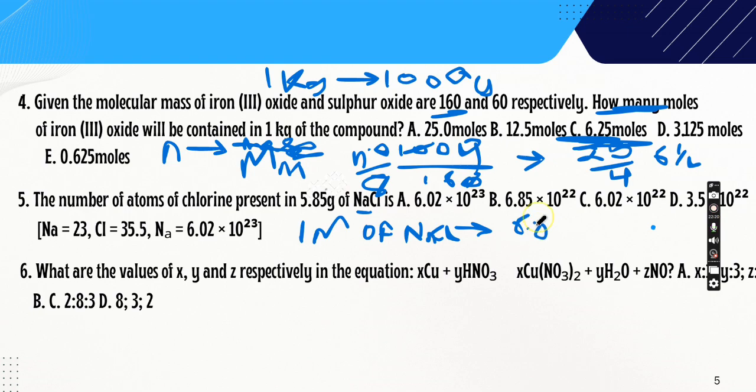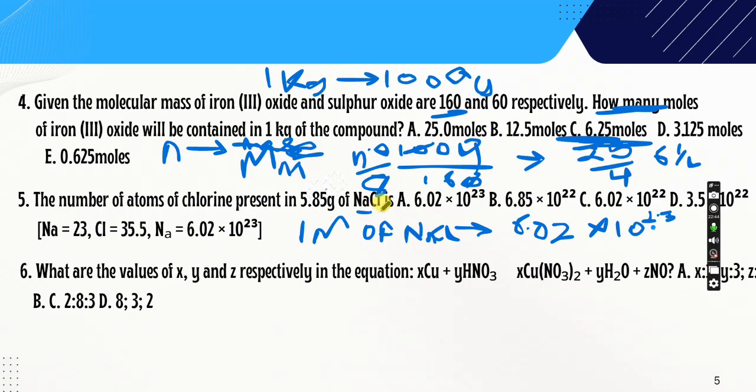6.02 multiplied by 10 raised to power 23. Why? Because in the compound sodium chloride, it has just what?